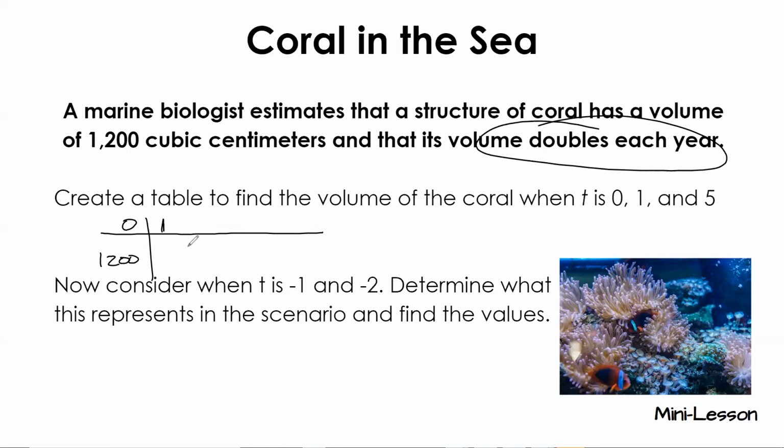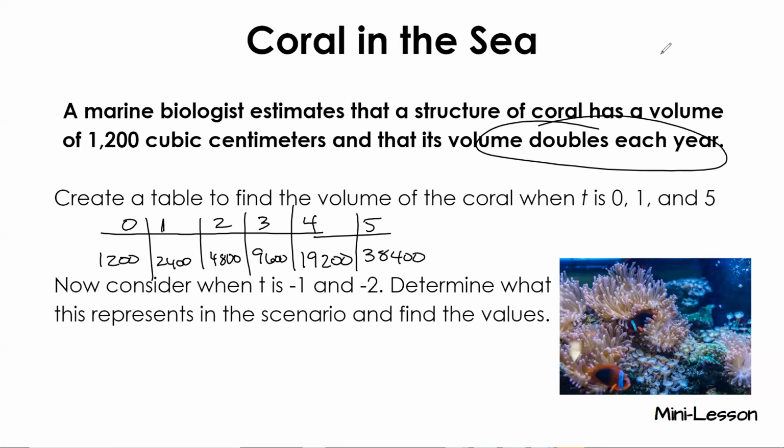So after 1 year, how big is it? 2,400. When we multiply it again, we're gonna get 4,800. When we do it again, we're gonna get 9,600. When we multiply it again, we're gonna get what? And when we multiply it again, we're gonna get like 38,400. Okay, all right, so take a moment.